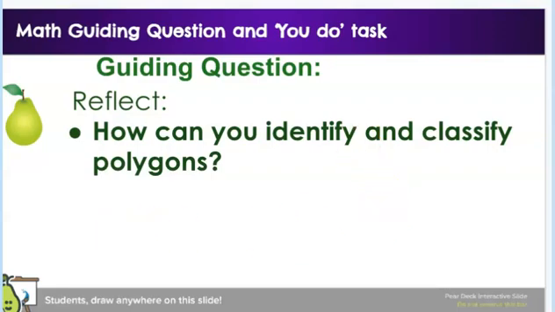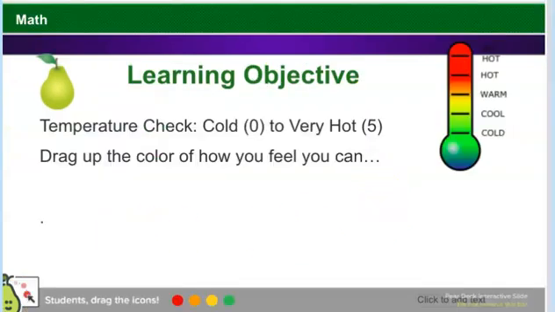All right, so write that on your Pear Deck. And last but not least, how do you feel about your polygons? How do you feel about starting to name them? How do you feel about understanding what the parts of them are? And how do you feel about being able to classify them into regular and irregular?